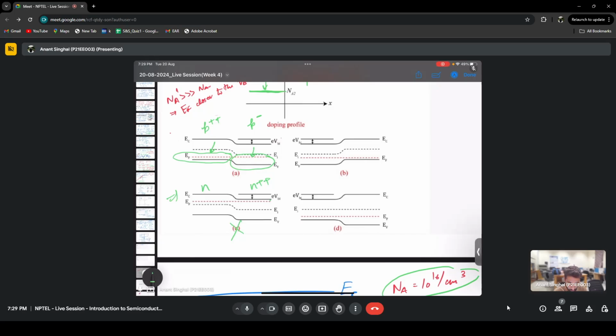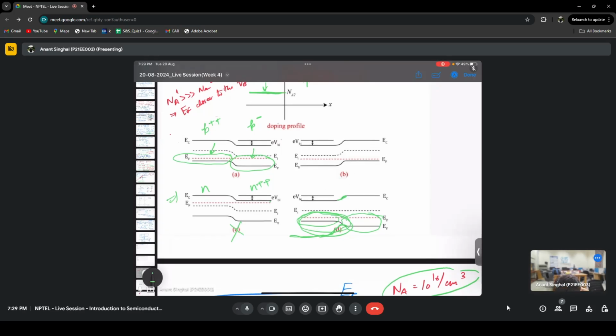EF is closer on the left side. Yeah, EF is closer on the left side. And there is one more thing: if the bands align, they should be aligned at both the ends. It is not the case that it will go up. So now just try to see option B quickly.